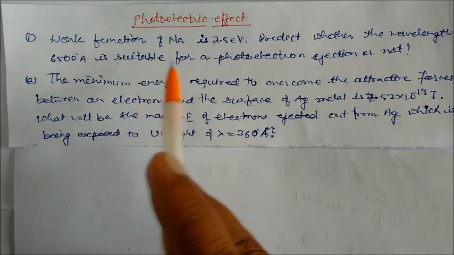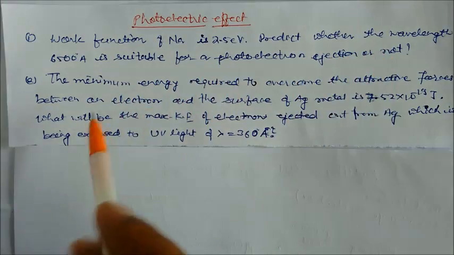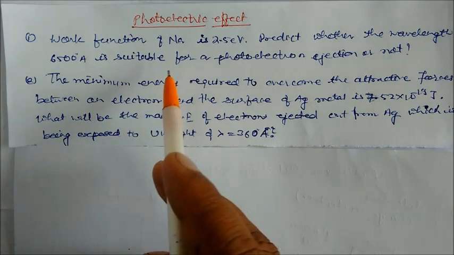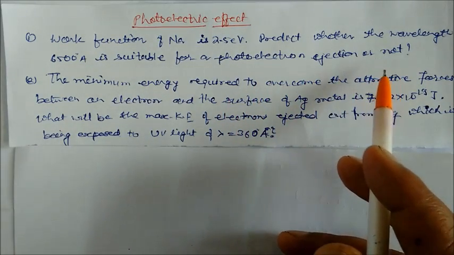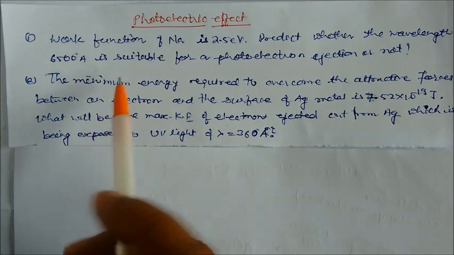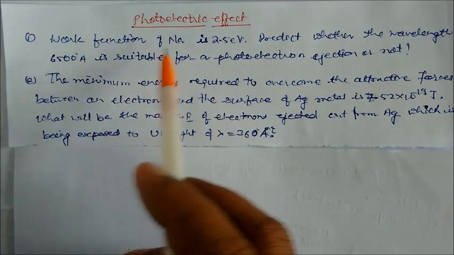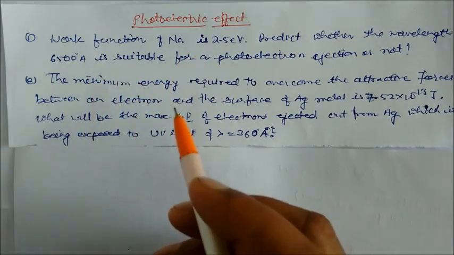The work function of sodium is 2.5 electron volt. Predict whether the wavelength of 6500 angstrom is suitable for photoelectron ejection or not. So we have to first find the value of this energy in terms of electron volt. Then we have to compare it with the work function. If it is greater than or less than this, then only we can predict.